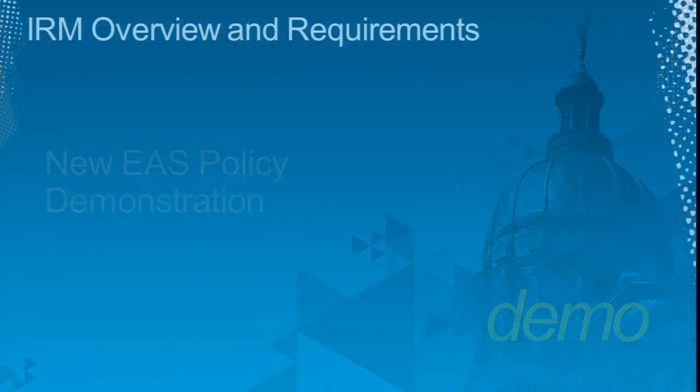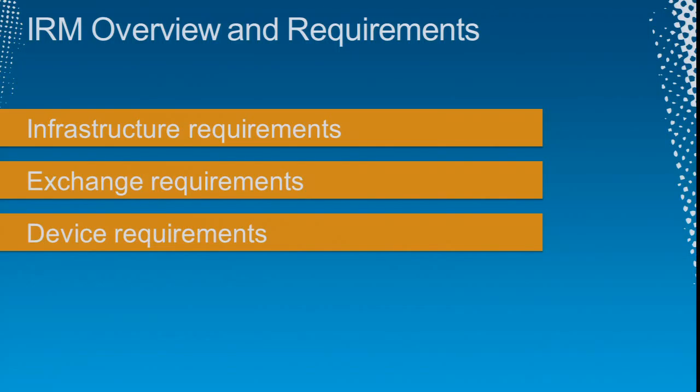Okay, so new AES policy demonstration. So I talked a little bit about IRM. IRM is designed to restrict the flow and destination and handling of email. And we're going to talk a little bit about what the infrastructure requirements are, what the Exchange requirements are, the device requirements, and then I'll do a quick demonstration of how that IRM piece works.